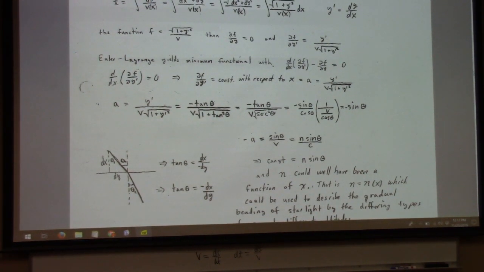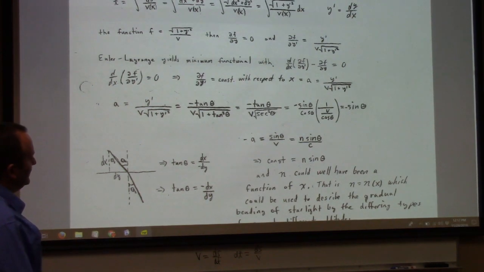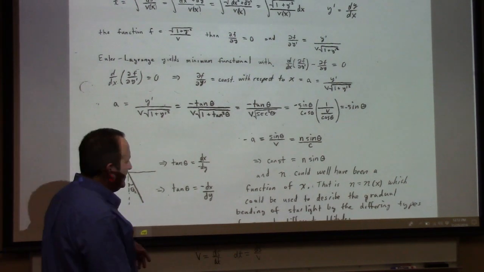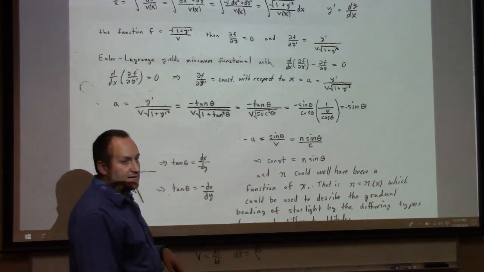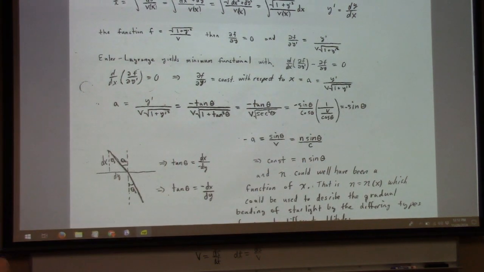So let's see here. Oh, so partial f partial y prime was constant with respect to x. And so that being constant ends up allowing me to prove that a constant is n sine theta. And once you know that a constant is n sine theta, that's Snell's law. n1 sine theta 1 equals n2 sine theta 2.